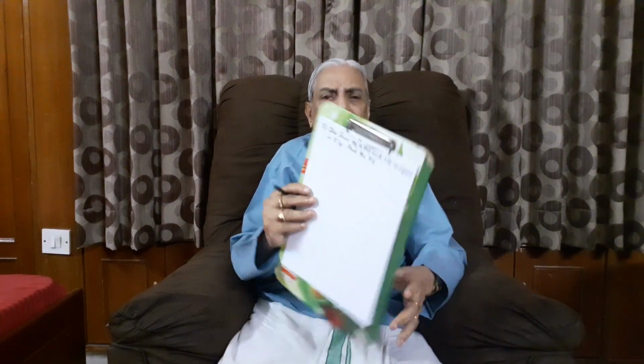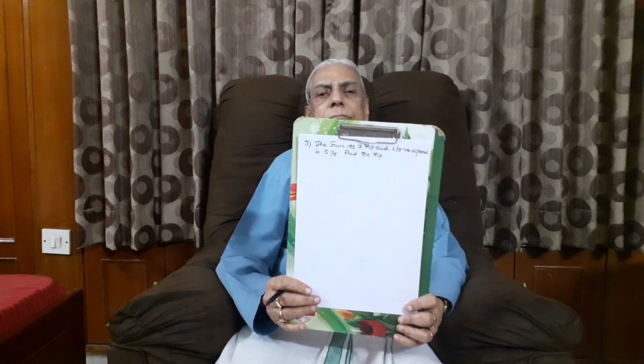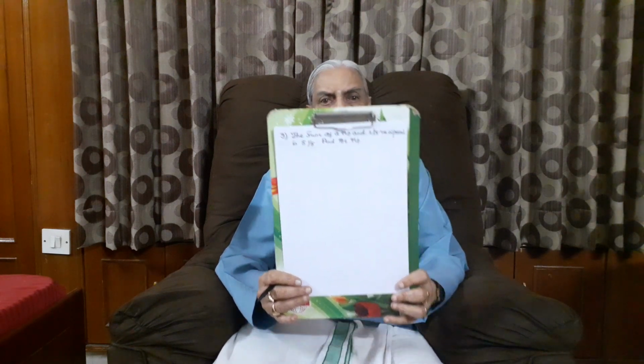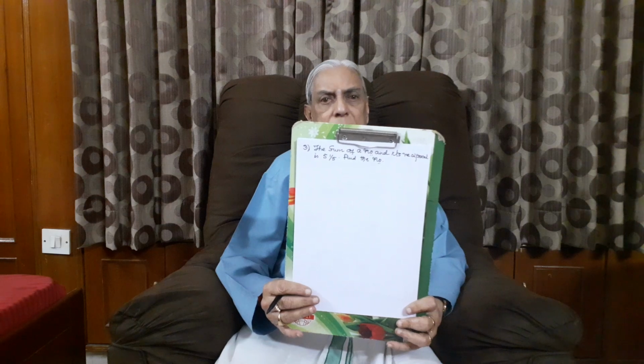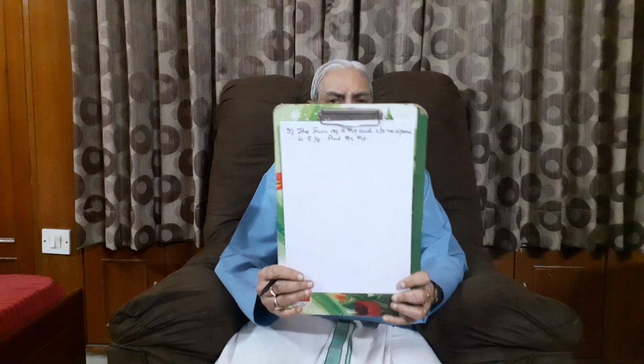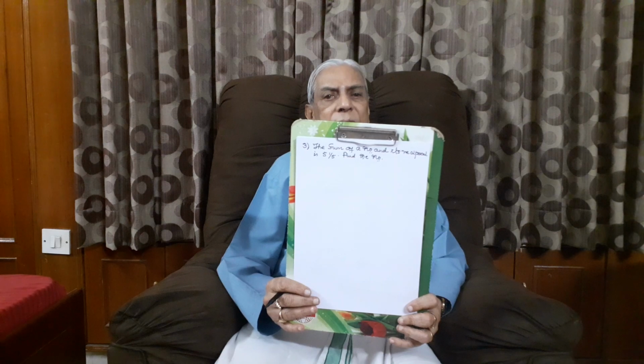Now I shall go to the third problem. It's not complicated, but you have to understand it. Very easy one. The sum of a number and its reciprocal is 5 and 1 by 5. Find the number. Very easy to find out.